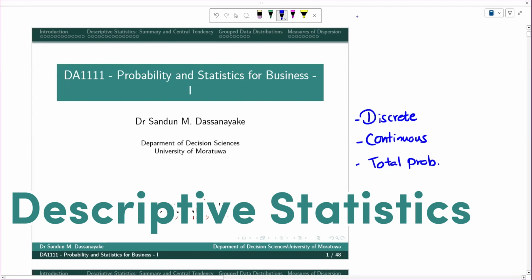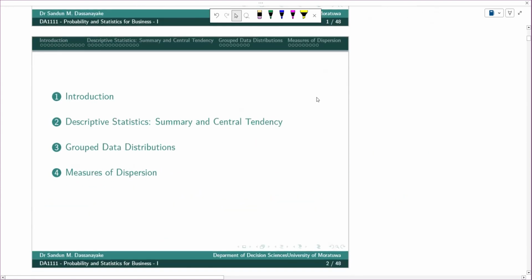Now, in this lecture, we'll start learning about statistics and what statistics play in terms of probability and statistics as a whole. I will first introduce the topic, what is descriptive statistics, and we'll learn about descriptive statistics and the summary and central tendency. What do you mean by summary and what do you mean by central tendency? Then we talk about group data distributions, measures of dispersion.